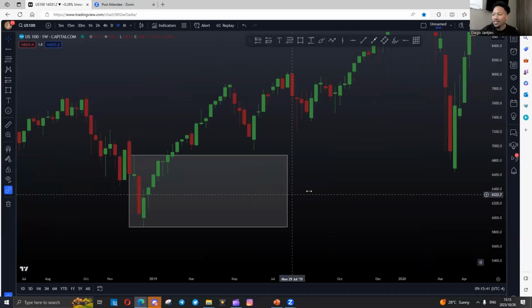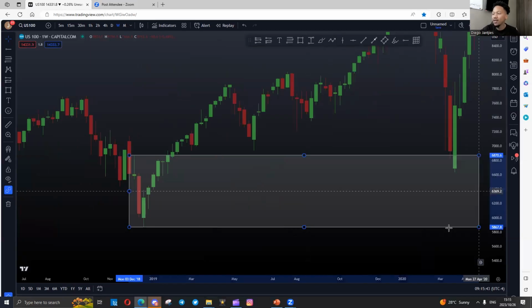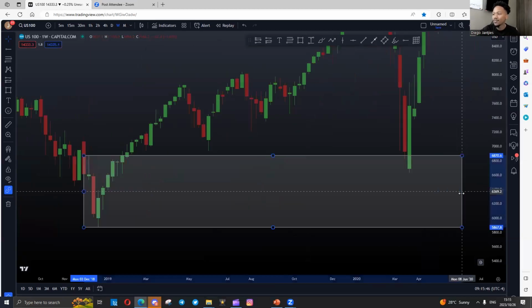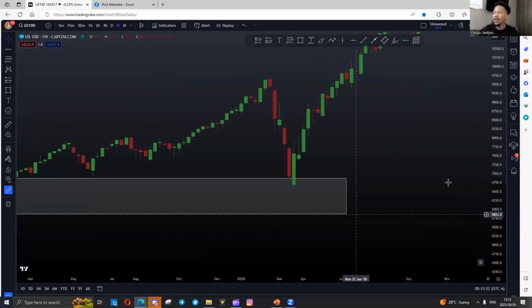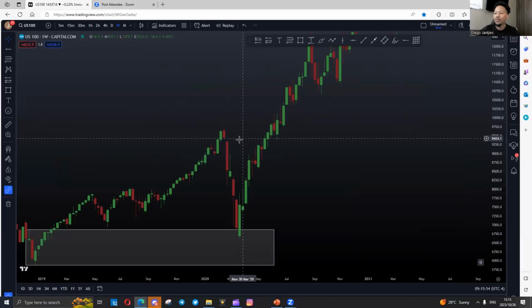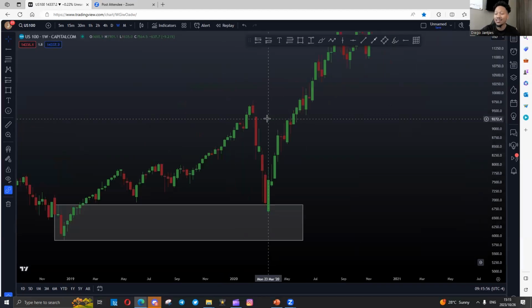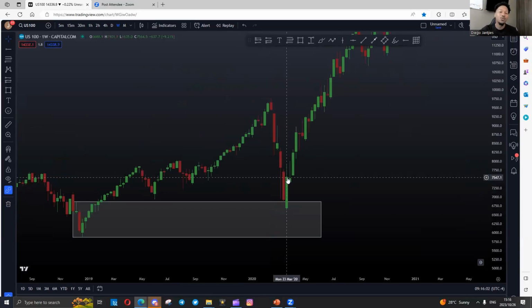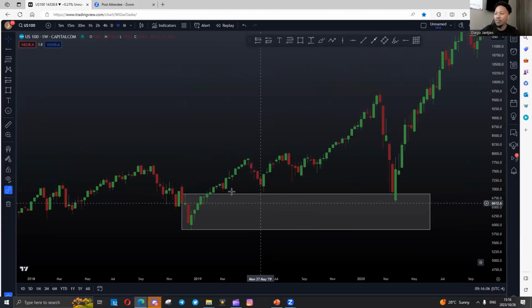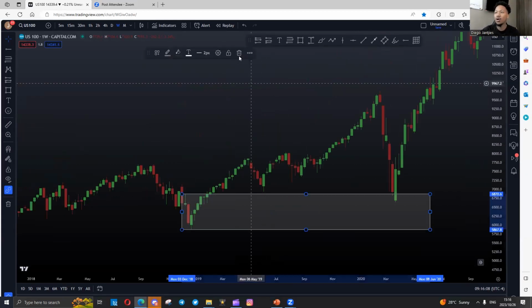So if I can just extend price a little bit to the right, we can see that price finally came back into our area of demand. And look at that, we had a lovely shift towards the upside. And this is literally how you could have found yourself catching the beautiful long opportunity over the course of 2020. So that is an area of demand. Let's look at another area of demand.